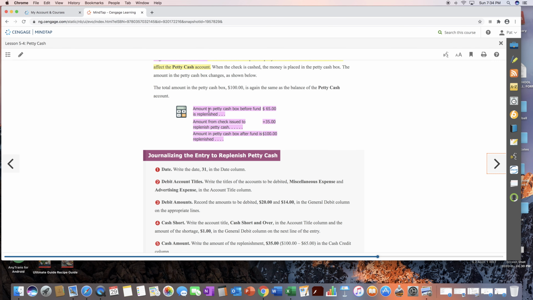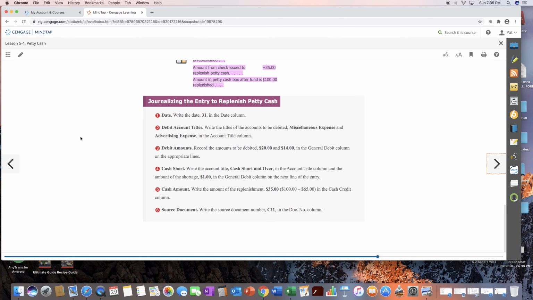Kind of talks about it here. The amount in petty cash before the fund is replenished, 65. Amount of the check issued to replenish it, 35. The amount in the petty cash box after the fund is replenished back to its original amount. And again, it talks about it here.